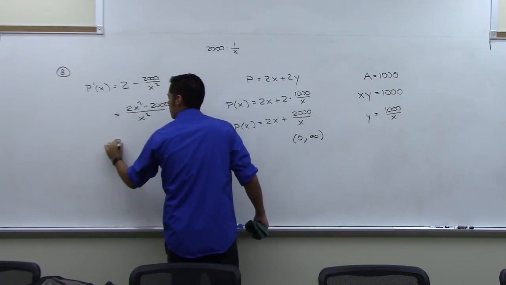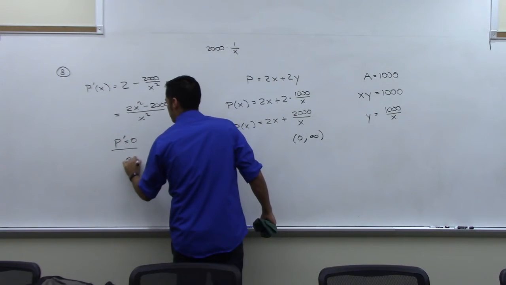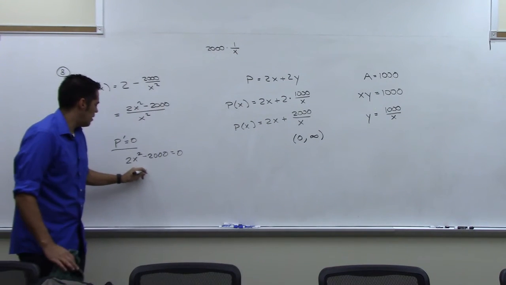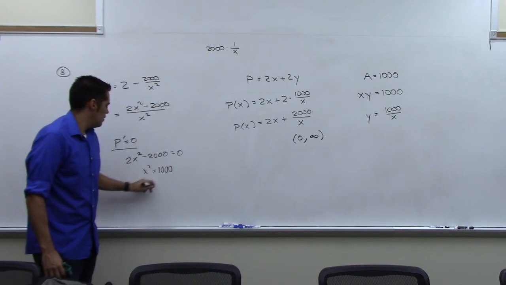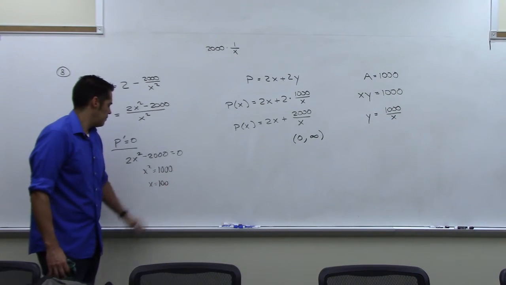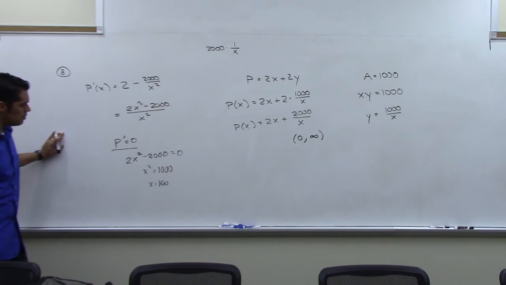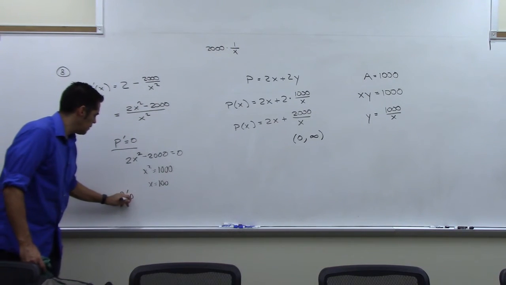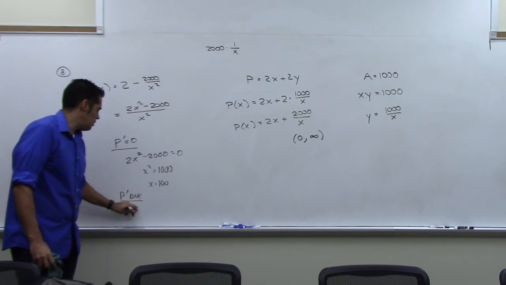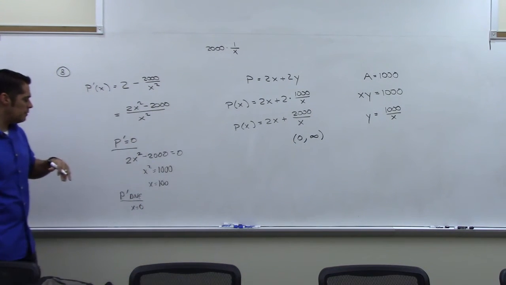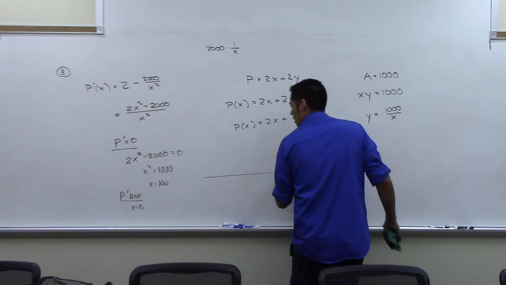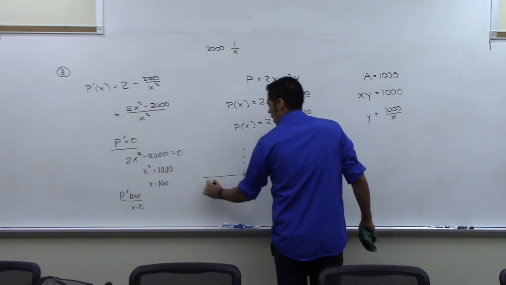And now when I set it equal to 0, I just have to set the top to 0. And that's going to be x squared is 1,000, which means x is 100. So if x is 100, I have a critical number. Now, where is the derivative undefined? Where doesn't it exist? That's at x is 0. X is 0 is not even in the domain of the original function, but I'm just pointing out that I do have issues there.